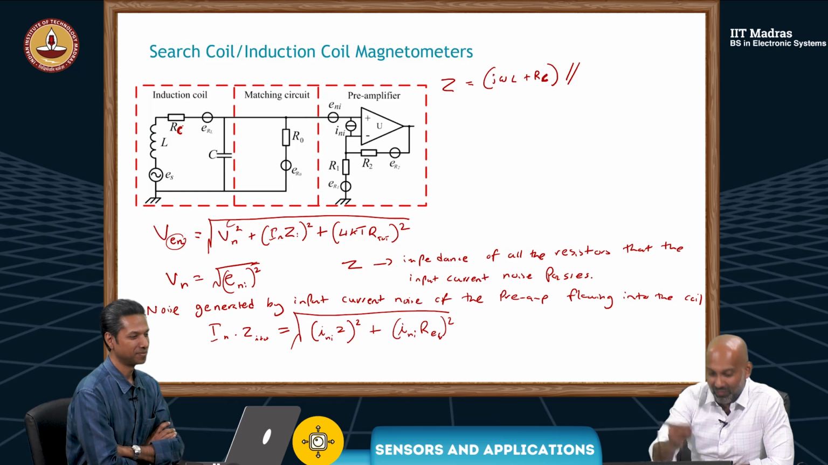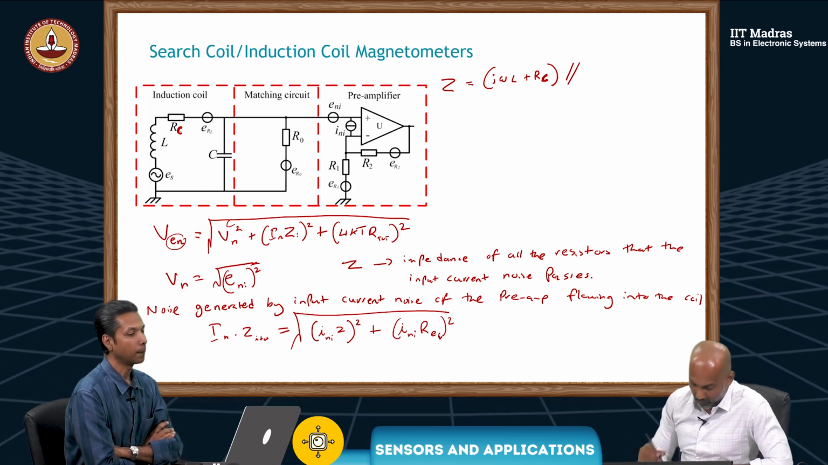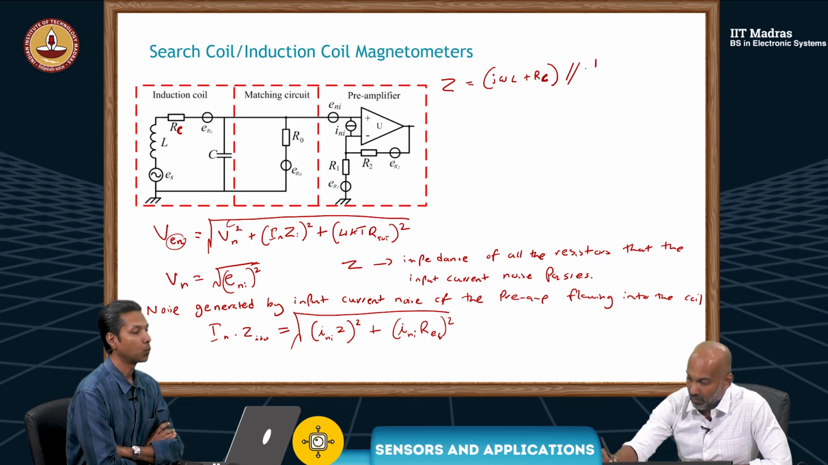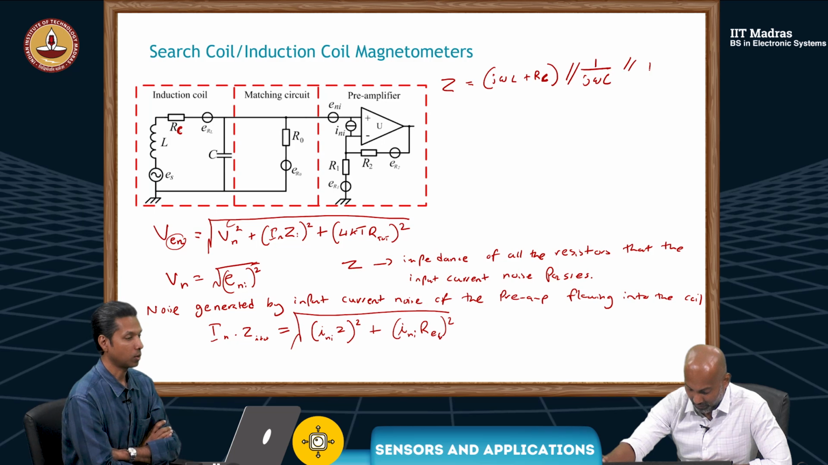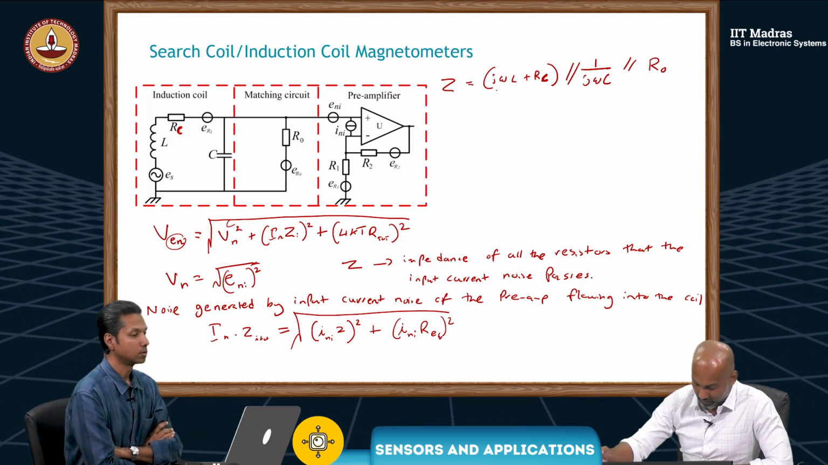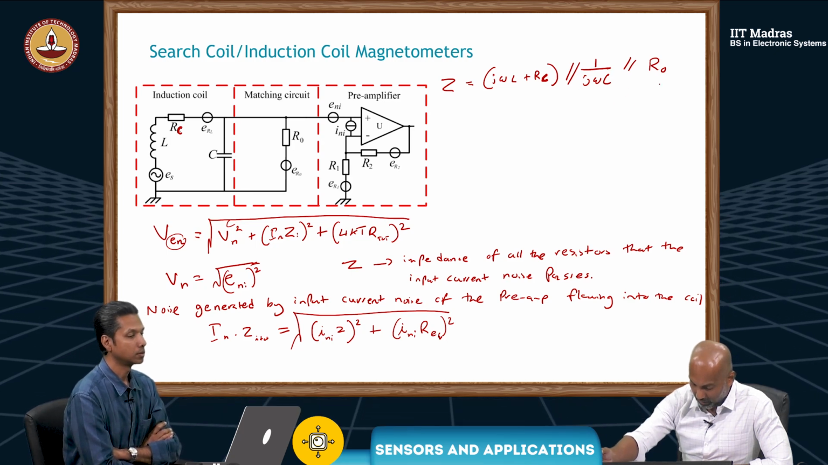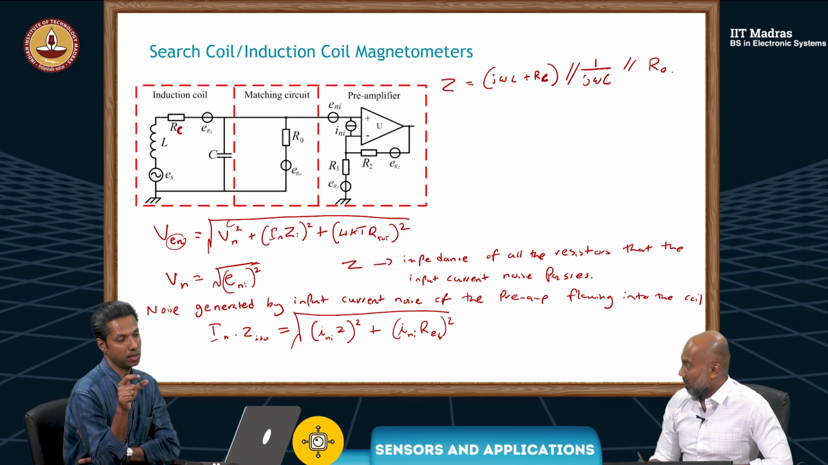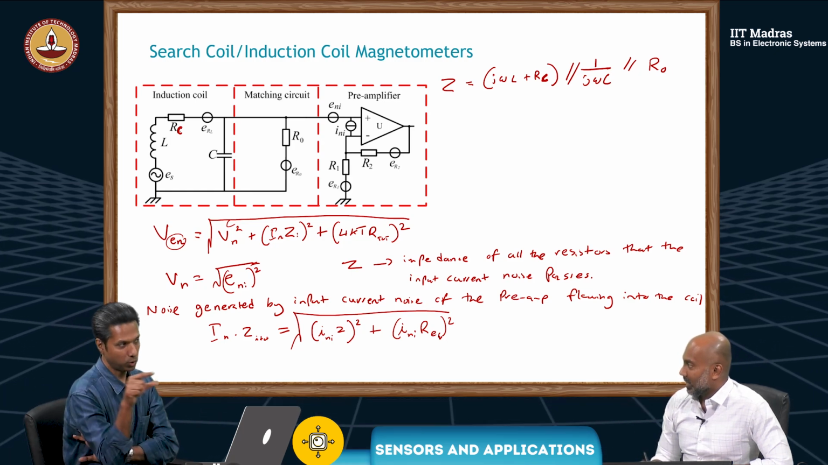RC, in parallel with 1 by j omega C, and in parallel with R naught. Correct. So your impedance, and your capacitive reactance, impedance. So this is the impedance seen by the input of the amplifier when we look from this side.